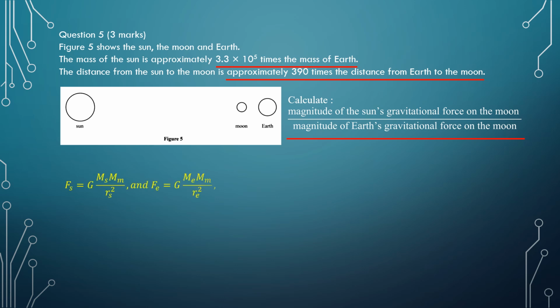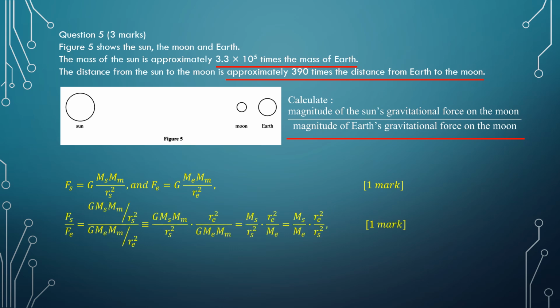We express these forces as gravitational equations, then divide Fs by Fe. The mass of the Moon is cancelled, and the ratio is converted to a function of the Sun and Earth. So, we express the mass of the Sun as a multiple of the mass of the Earth, and the distance from the Sun to the Moon as a multiple of the distance from the Sun to the Earth. Finally, we calculate the value of the ratio.